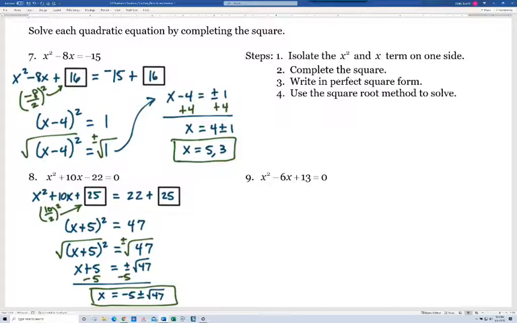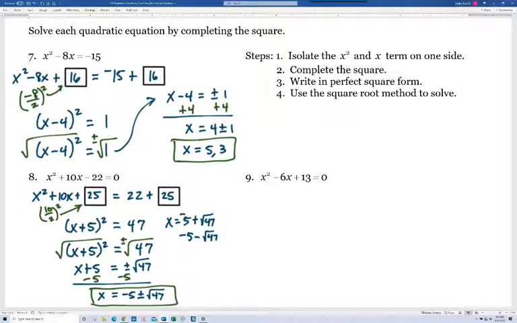Now keep in mind here that there are two answers: negative 5 plus the square root of 47, and negative 5 minus the square root of 47. That's what the plus or minus tells us. Now, on a test, if you're doing it written, I wouldn't necessarily require you to write it as two separate answers. I do believe when you do it in my math lab, you probably have to write out the two answers. All right, let's look at number 9.